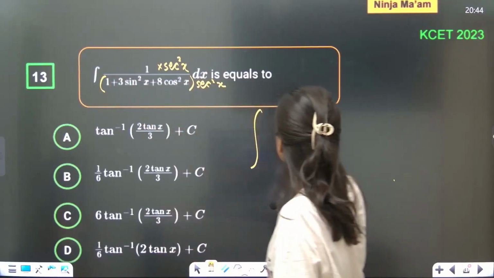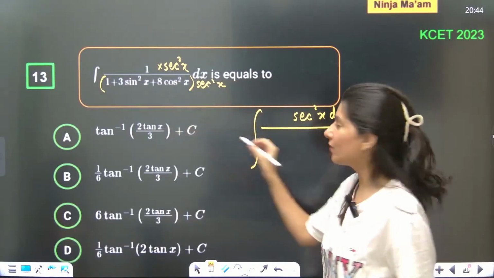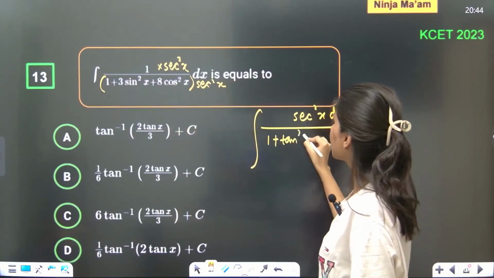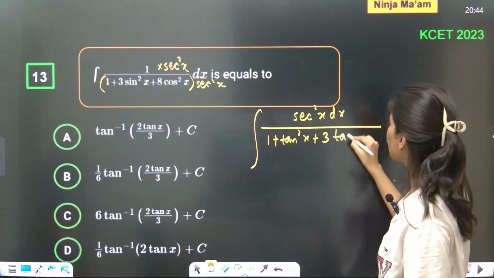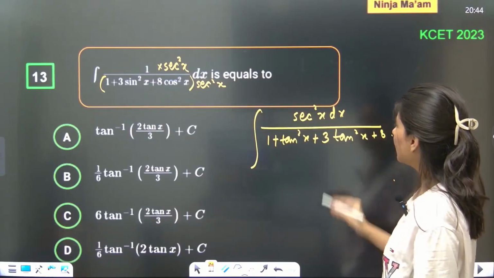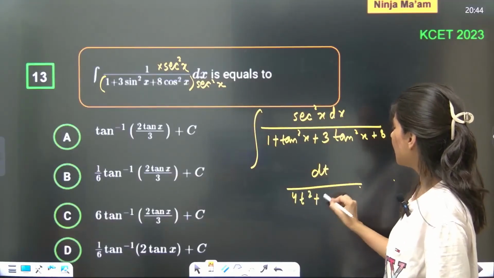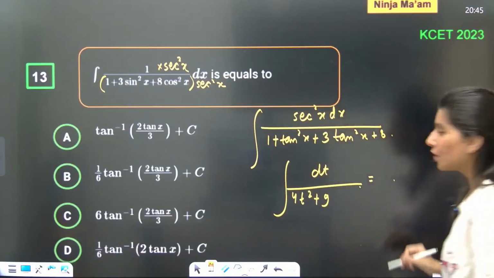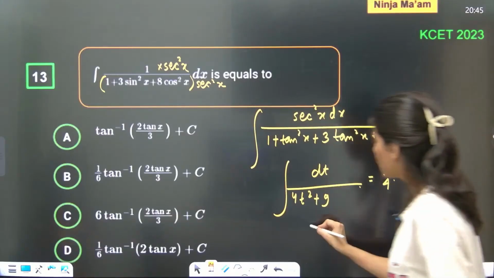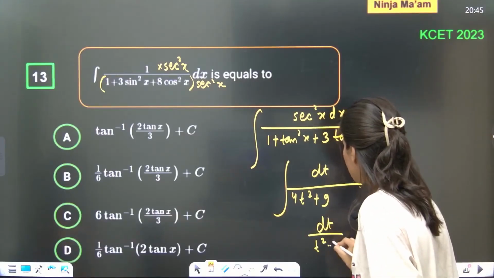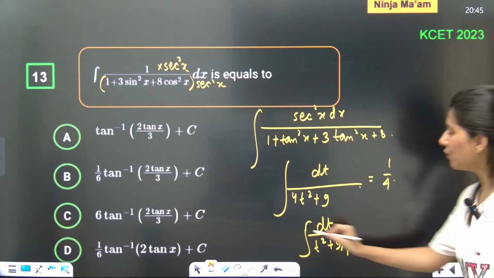See, so your integration will become sec square x dx whole upon, now sec square will be 1 plus tan square x plus 3 sine square into sec square will be tan square plus 8. Okay, so this is sec square. So this is your dt upon 3 plus 1, 4t square plus 9 integration. So this is what? If you take 4 common, so it will be 1 by 4, right? If you take 4 common, it will be dt upon t square plus 9 by 4. Okay, so 1 by 4 was already common.